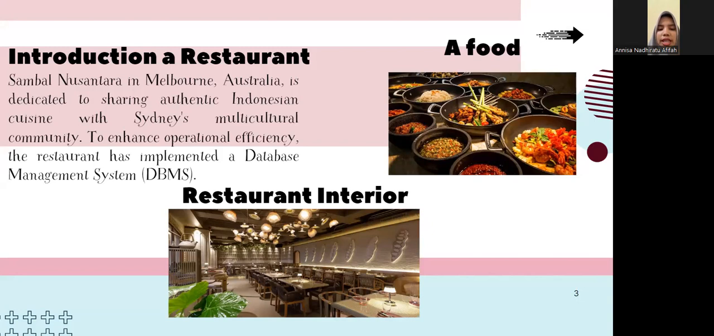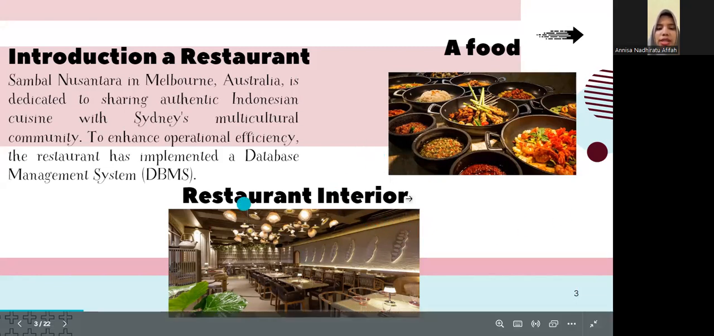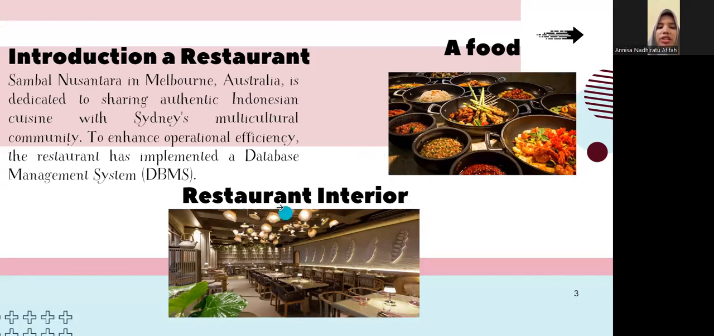So, this is the menu of the Sambal Nusantara restaurant. Let's look at the restaurant interior. This restaurant takes a modern design as a reference, so it can match the interior and building design in Melbourne, Australia. Next slide. Let's go to the business profile.